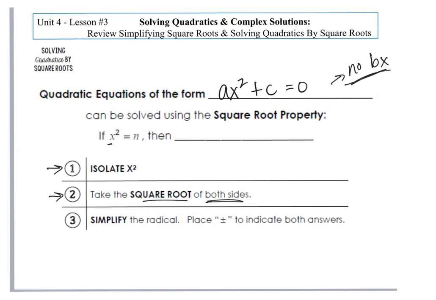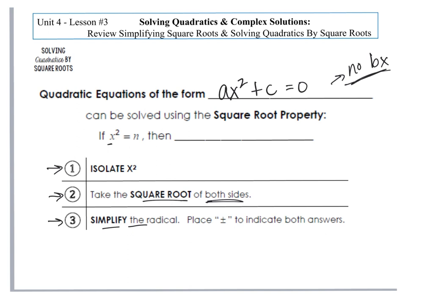Why can't we do this for the other methods? Because you can't take the square root of a term that has just a regular x. Okay, you can take the square root of x squared. You can take the square root of a number. You can't take the square root of something that's just x. So this is why this method is pretty quick and fast if you recognize it. And then if it's not a perfect square, we simplify the radical like we've been doing.